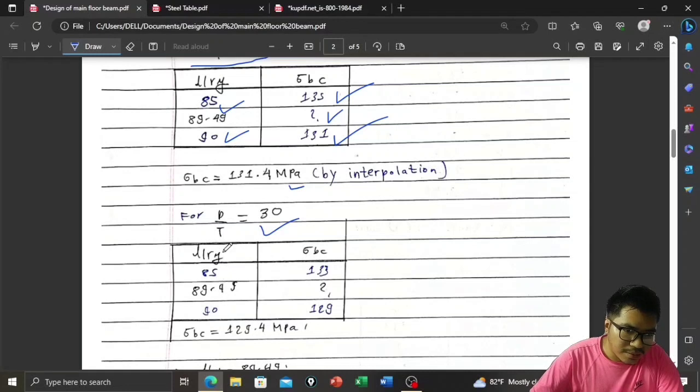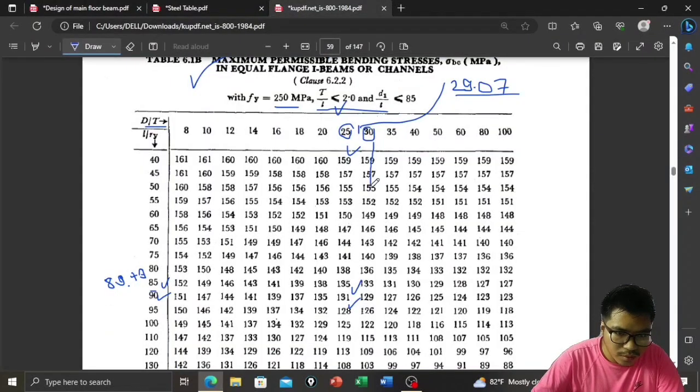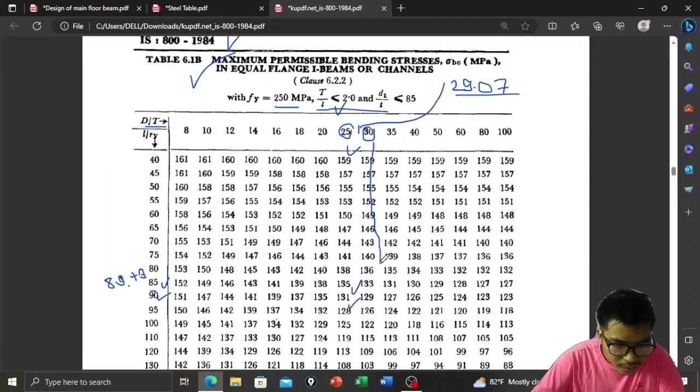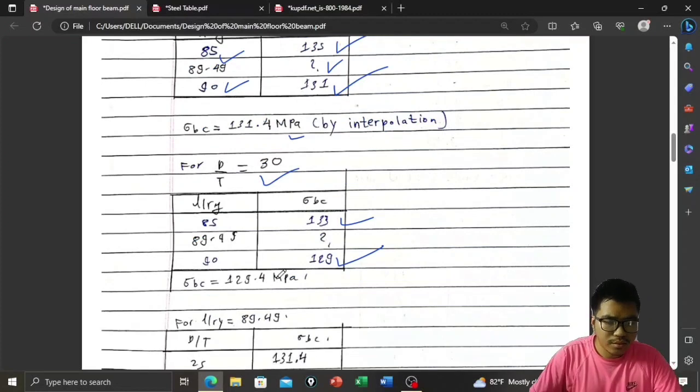And by taking d by t 30 for 85 and 90, we get 133 and 129. By interpolation, sigma BC is 129.4.